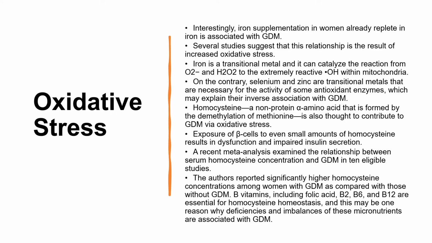Homocysteine, a non-protein alpha amino acid that is formed by the demethylation of methionine, is also thought to contribute to GDM via oxidative stress. Exposure of beta cells to even small amounts of homocysteine results in dysfunction and impaired insulin secretion. A recent meta-analysis examined the relationship between serum homocysteine concentration and GDM in 10 eligible studies. The authors report significantly higher homocysteine concentrations among women with GDM as compared with those without GDM.